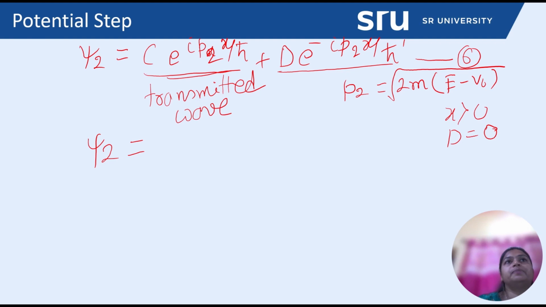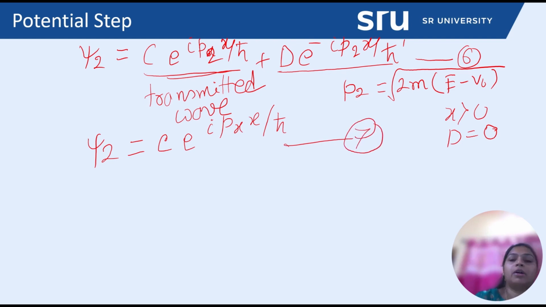by h cut. So the equation for psi 2 will be C e to the power of i p2 x by h cut. This is our equation number 7. So we know the continuity condition of psi, that psi 1 and psi 2 both will be the same at x equal to 0, meaning when x is at the 0 position, obviously psi 1 and psi 2 are both the same.